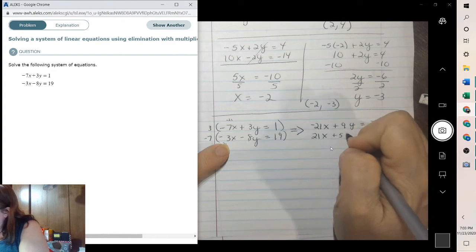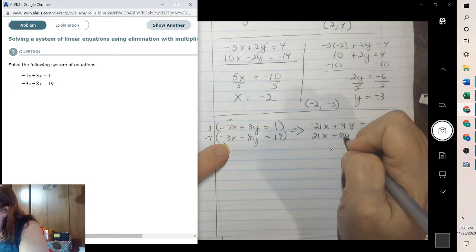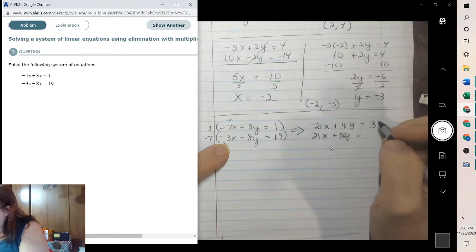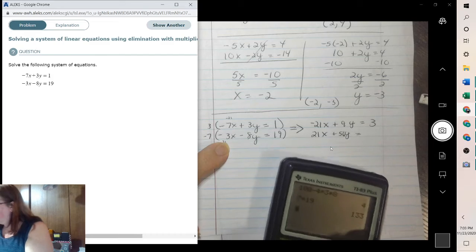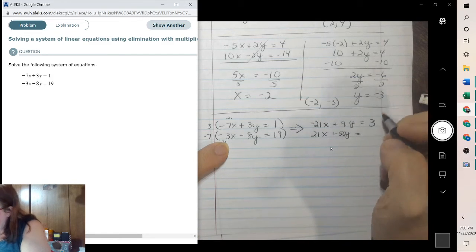Plus 56y equals 7 times 133, and it'll be negative.